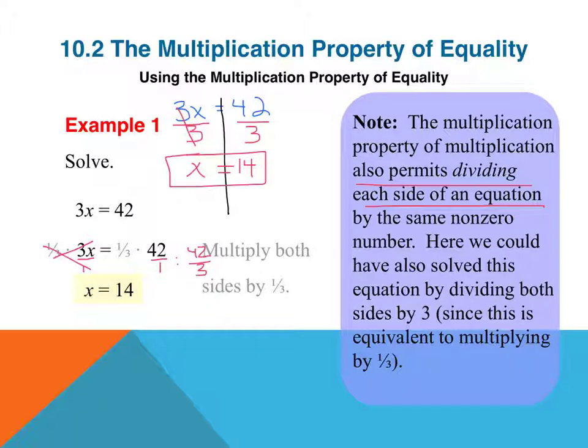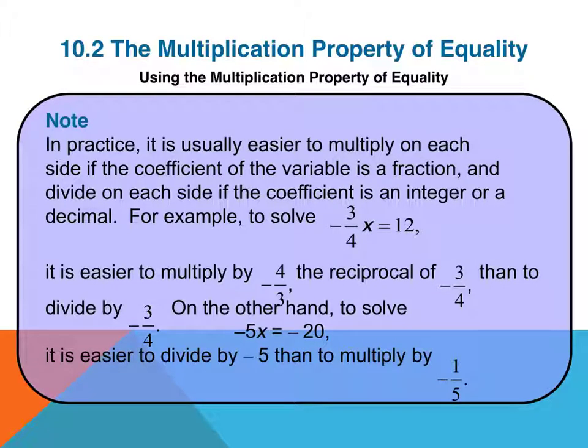Okay, so you can multiply by the reciprocal or you can divide. You'll get the same results. From this point forward, I will be dividing because that's the way you'll typically see it. In practice, it's usually easier to multiply on each side by the coefficient if the coefficient is a fraction, and divide on each side if it's an integer or decimal.